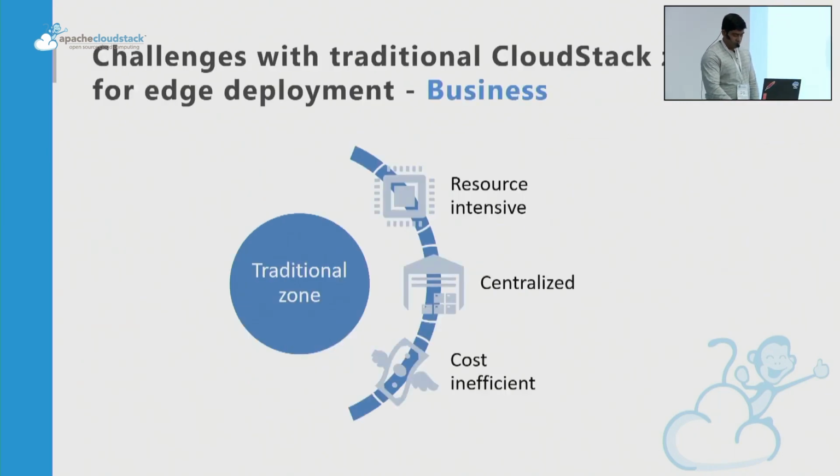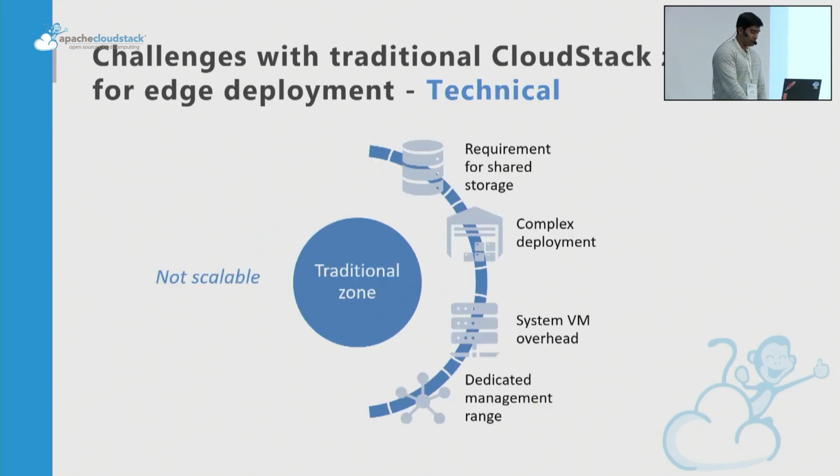So going into challenges, how CloudStack zones are not suitable for maybe edge deployment. From a business point of view, they are resource intensive. They need a lot of resources, both in terms of hardware and a lot of people to manage them. Everything is centralized, so it brings in things like latency and compliance issues as well. Not very cost efficient when we talk about working with edge sites. So these could be some business challenges for deploying traditional zones with thousands of edge sites.